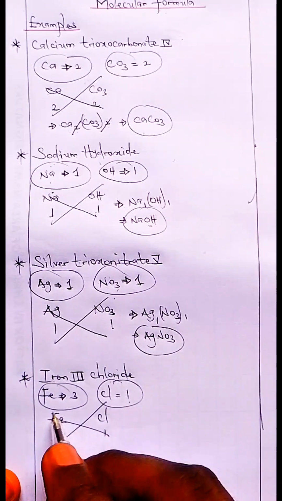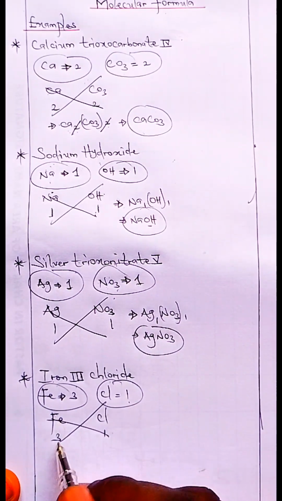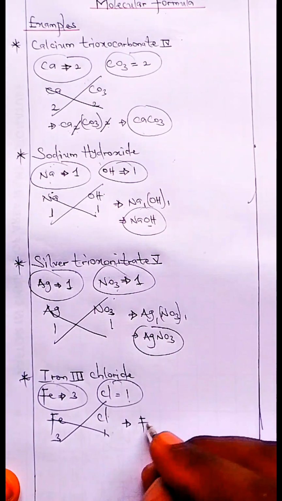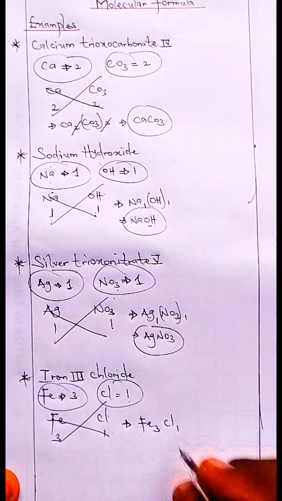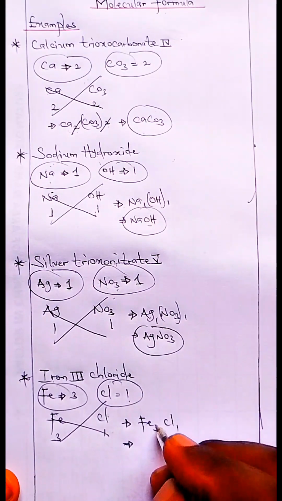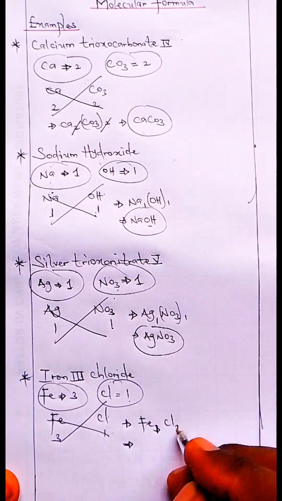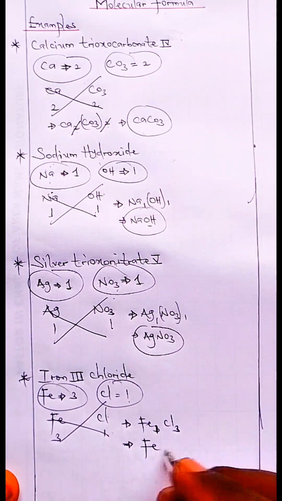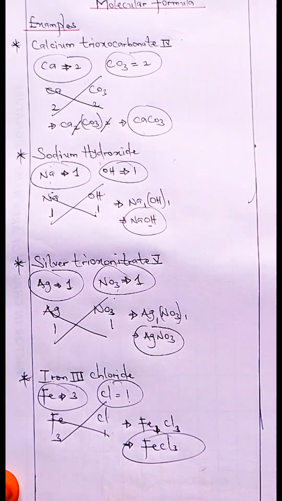So the iron, which is 3 right here, then the chlorine, which is 1, we cross multiply. This one goes here, the other one goes to this other side. So that's that. Iron 3, chlorine 1. Iron 1, I beg your pardon, then chlorine 3. So what do we have? This is iron 3 chloride, FeCl3. This is how to write the molecular formula for this compound.